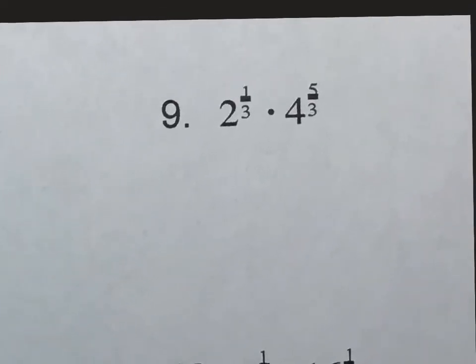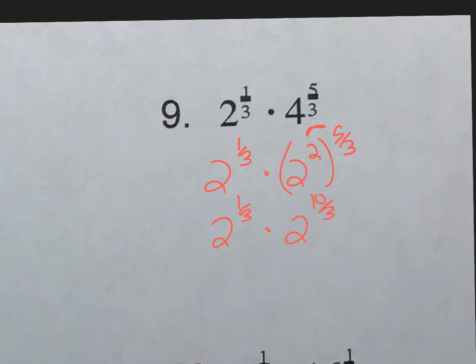Number 9, not the same base. Okay, so you can't multiply them. But what you can do is make them the same base. I like the 2. 4 is really 2 squared, so I'm going to put a 2 squared to the 5/3. Now, I have an exponent inside and an exponent outside. That's when you multiply your exponents together, which gives me 10/3. Now I've got 2 both times, so it's 2 to the 1/3 times 2 to the 10/3. When you multiply, you add exponents. 1/3 plus 10/3 is 11/3.